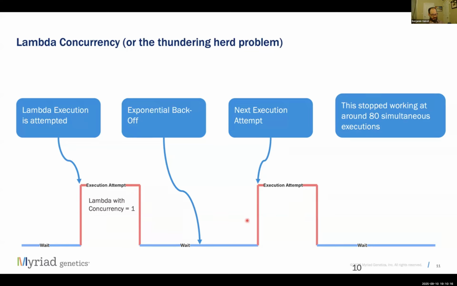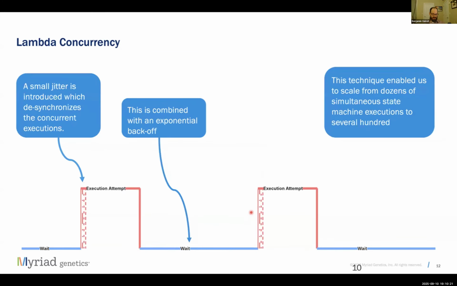The other possible solution was to introduce a small jitter, so we prevent too many of these simultaneous events. Before, execution attempts were synchronized and the backoffs were synchronized. By introducing a small jitter during every backoff attempt, we desynchronize those next execution attempts, so they no longer overlap. And now we can scale over 5 times, from that 80 to over 500 simultaneous state machine executions, though, to be honest, we haven't actually seen the limit of how high this could go.